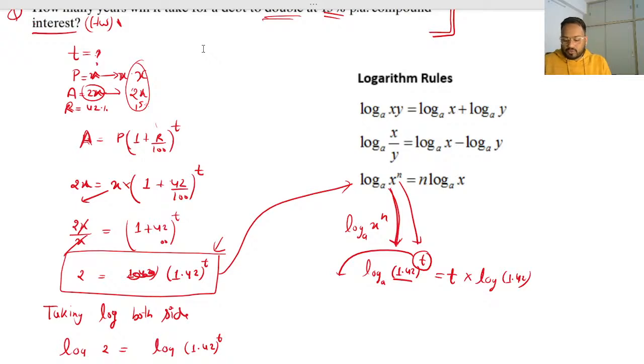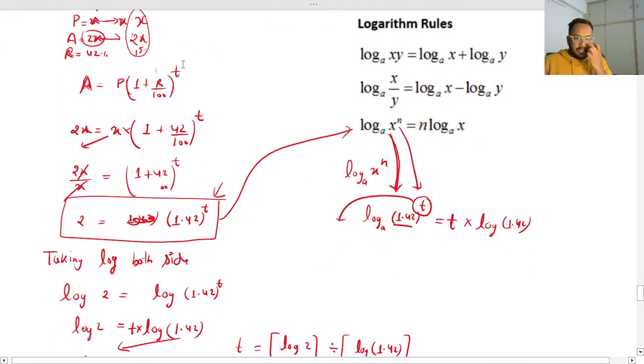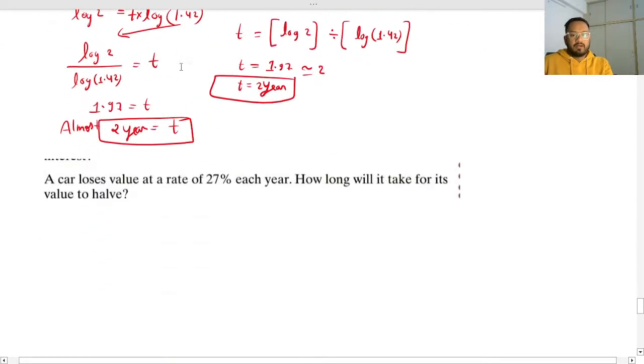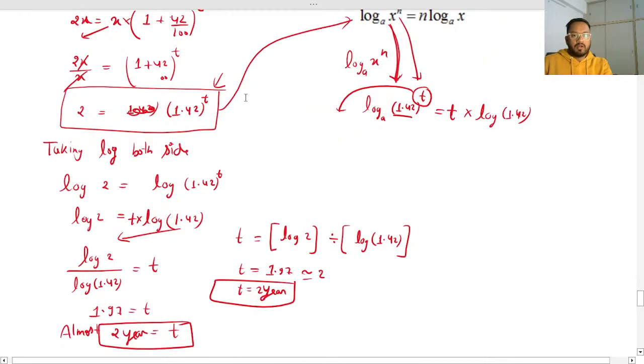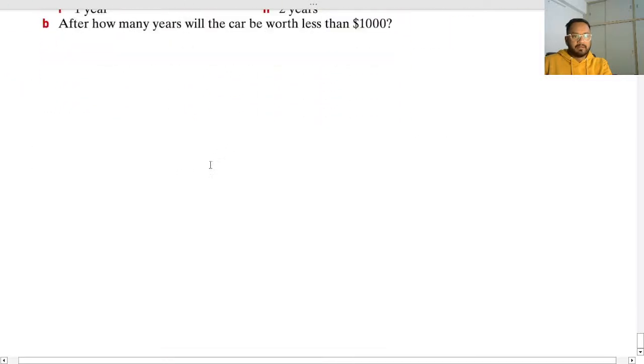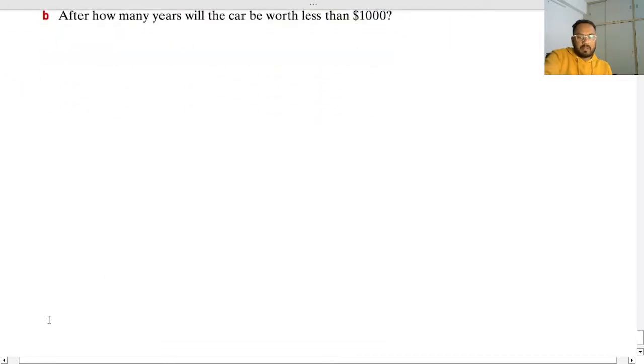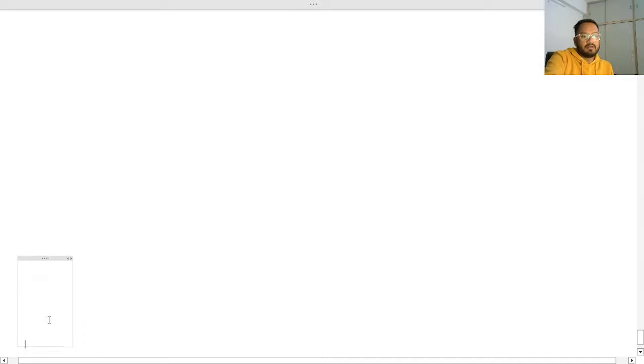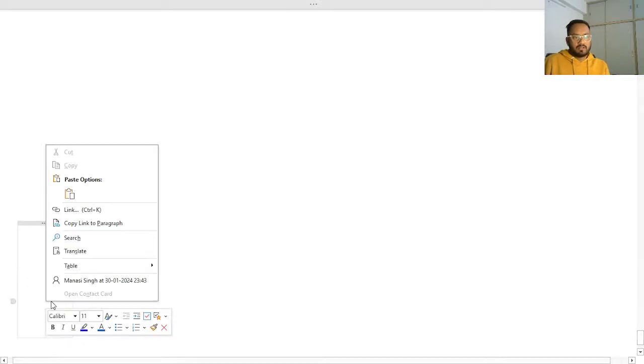Okay, so I think two, three have given the answers. I will do it now. Where should I do it now? There is no space. I'm doing it at the end, right? I'm doing it at the end. Yes.